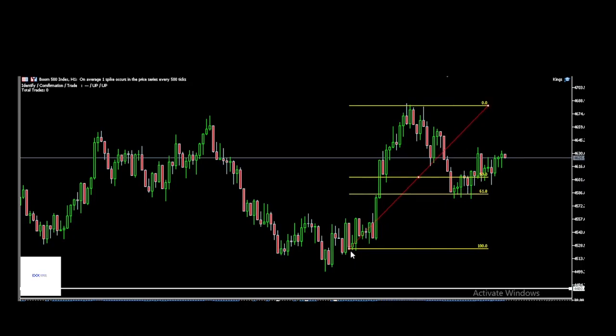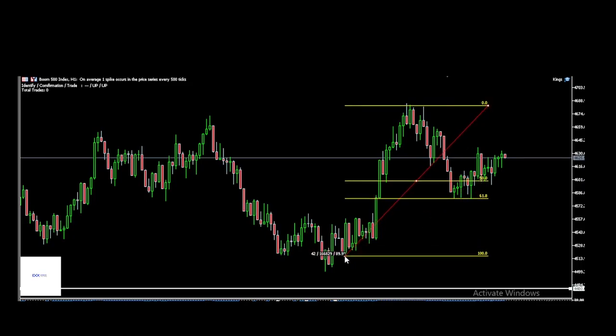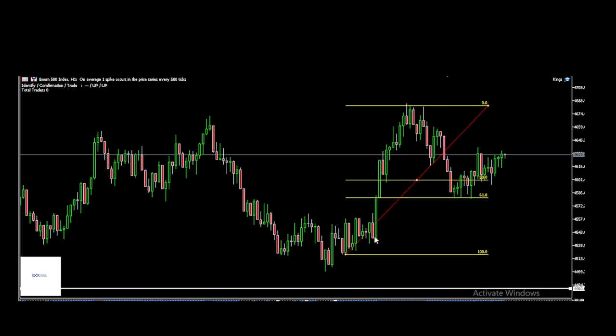So you can see this is my swing low, and this is my swing high. I place it here and drag it to the top. All right, so this is 0, this is 100, and I have my 61 and my 50 right here.